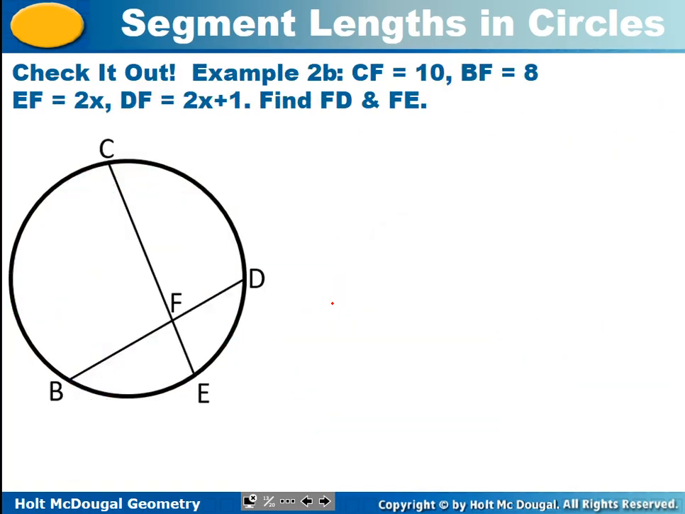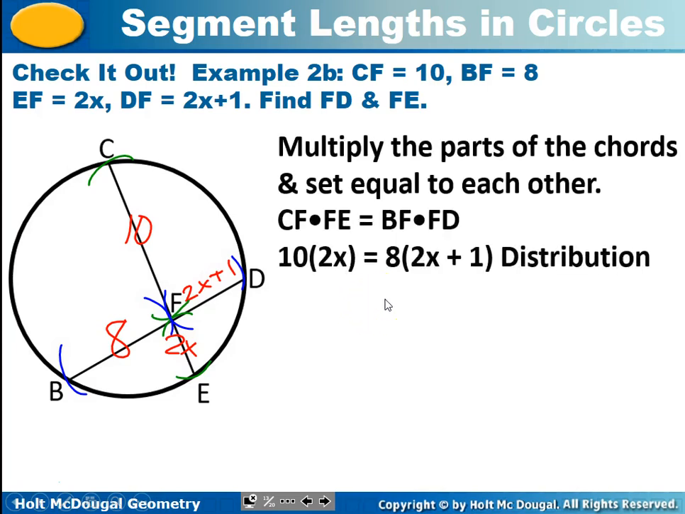All right, so let's do this next one and label the parts. Again, come back to me when you're done. So this says CF is 10, BF is 8, then we have that EF is 2x, and DF is 2x plus 1. So here we go again. I'm going to multiply our parts times our parts. So we've got CF times FE is equal to BF times FD. That's how we're going to set it up.